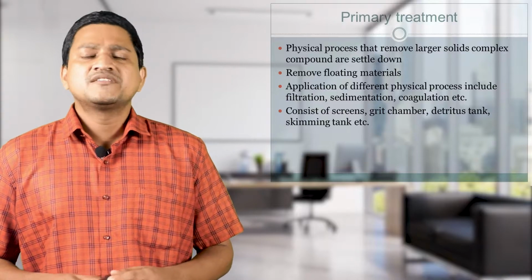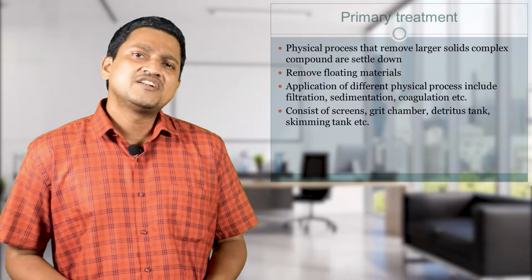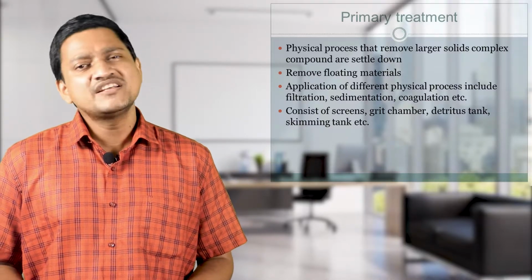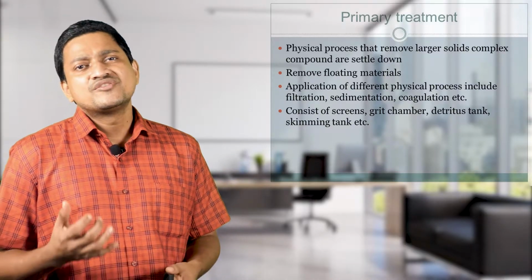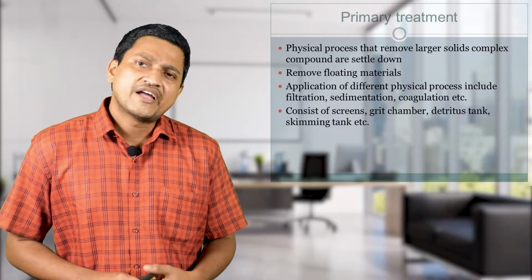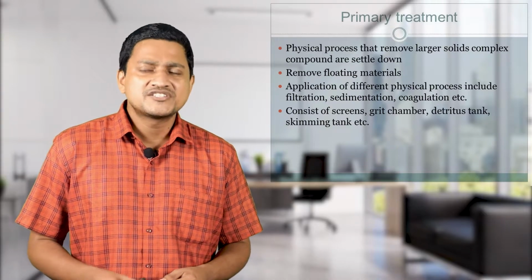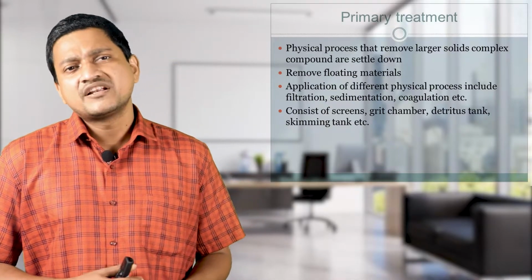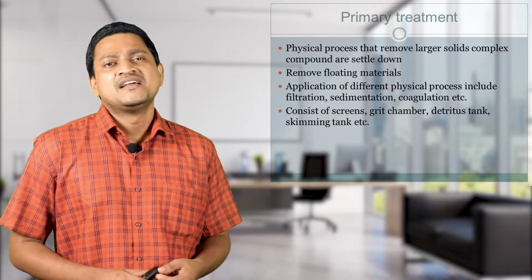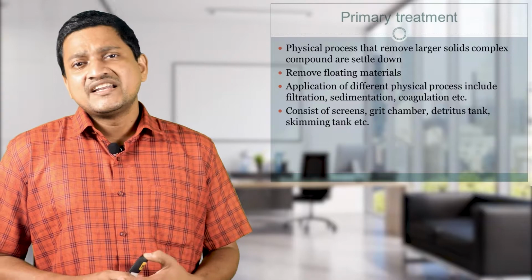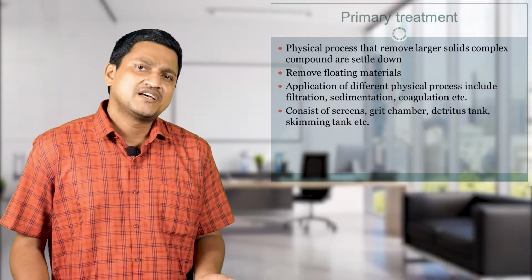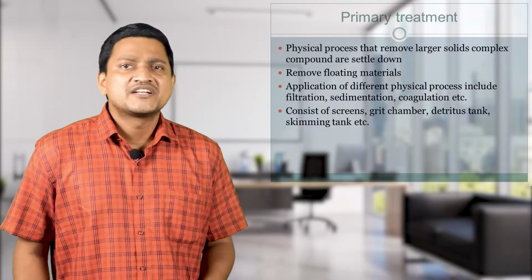Sedimentation is a process that allows the material to settle down to the bottom of the water. Then coagulation is a process of adding a chemical to increase the chance of sedimentation. A chemical is added to the treatment water so that the smallest particles combine to form larger ones and settle down. Primary treatment consists of screens, grid chamber, detritus tank, skimming tank, etc. These are the different steps involved in the primary treatment.